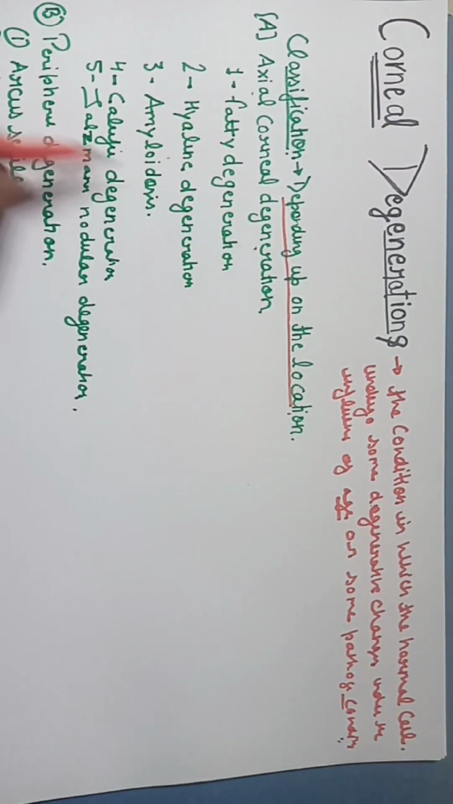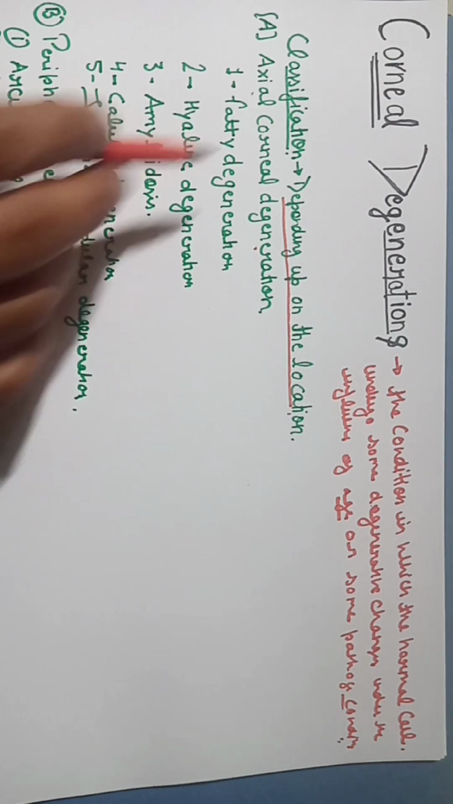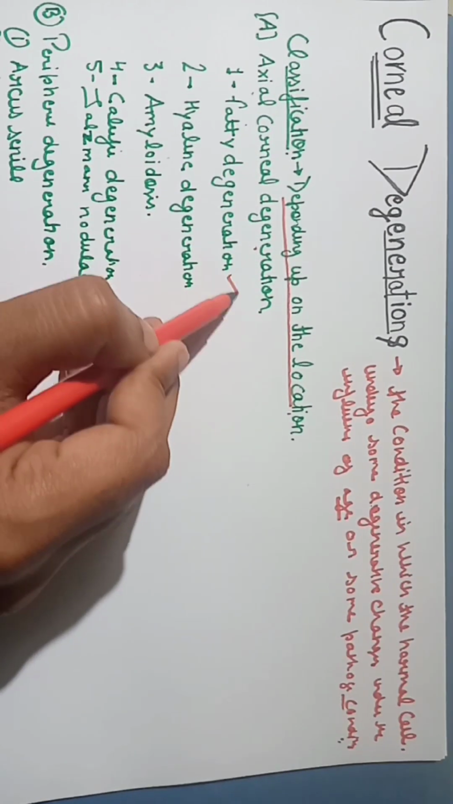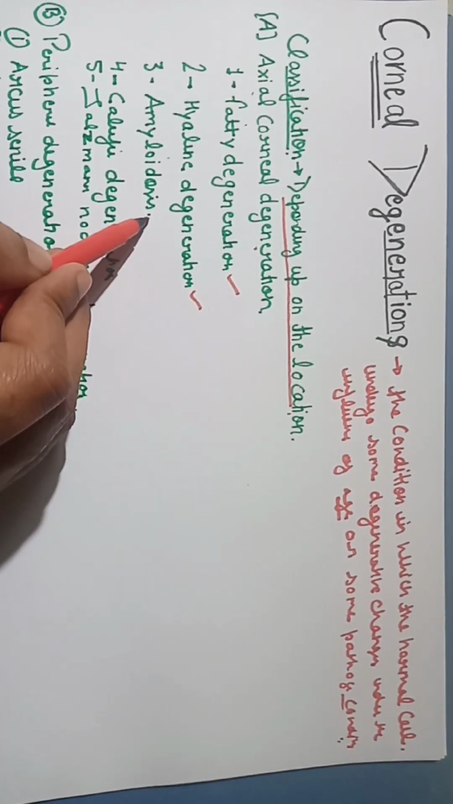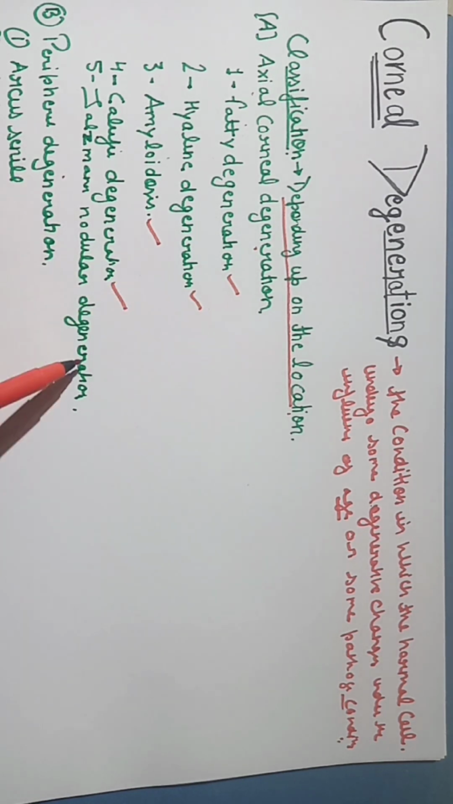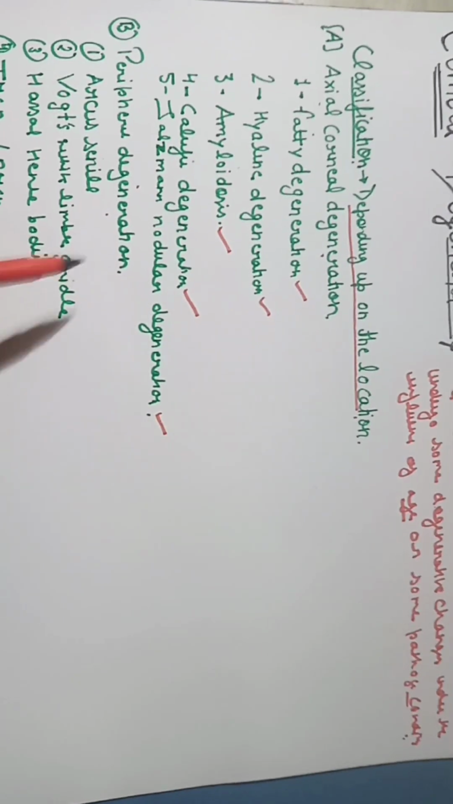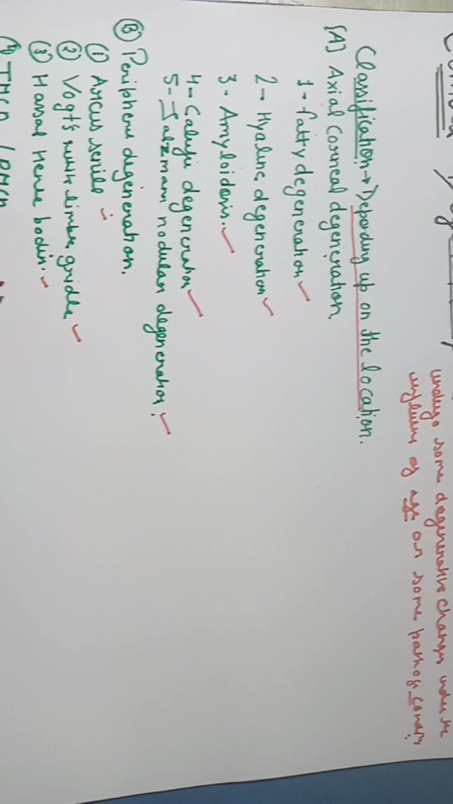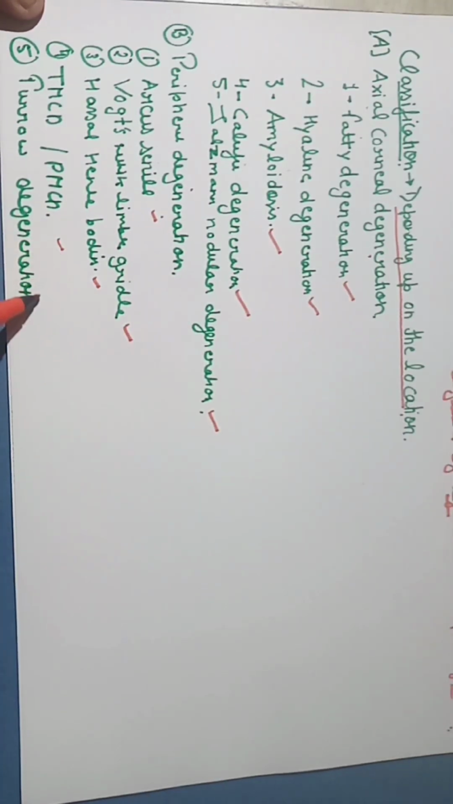Axial corneal location, peripheral degeneration. So in axial corneal degeneration, first is fatty degeneration, hyaline degeneration, amyloid degeneration, calcific degeneration, the Salzmann nodular degeneration. Peripherals: arcus senile, Vogt's white limbal girdle, Hassall-Henle bodies, TMCD, Terrien's marginal corneal degeneration, pellucid marginal corneal degeneration, furrow degeneration.